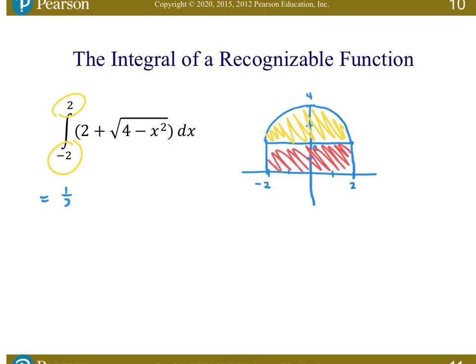So we're going to have 1/2 pi r squared, that's half of a circle, plus base times height for the rectangle. So 1/2 pi times the radius of 2 squared, plus the base of the rectangle, which is 4, times the height, which is 2. So that's 2 pi plus 8.